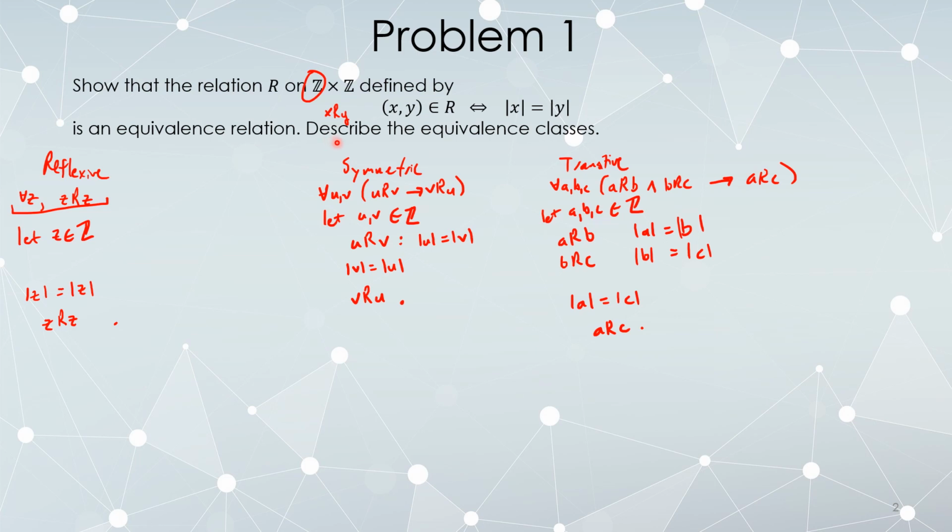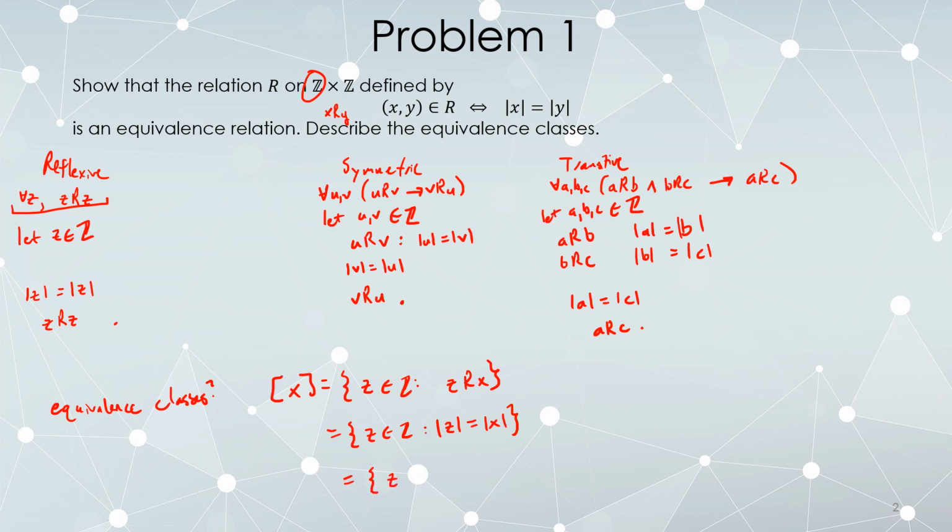What we now need to do is describe the equivalence classes. So what are the equivalence classes? The equivalence class of x is by definition all of the integers that are related to x. In other words, it's all of the integers so that the absolute value of z is equal to the absolute value of x. Well, how can two integers have the same absolute value? So it's all of the integers so that z is equal to plus or minus x. In other words, as a set, it's just x and minus x.